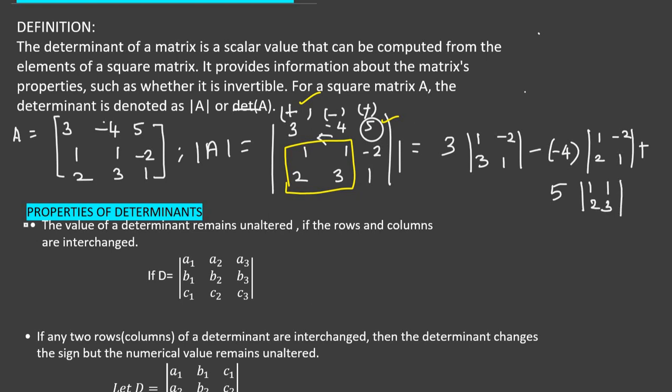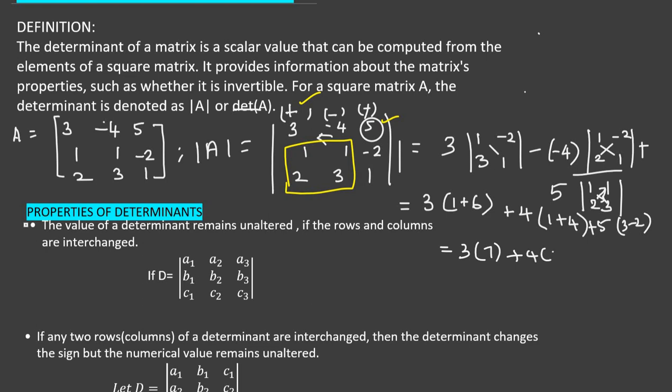Now we find the value of the determinant, which is equal to 3 into, 1 into 1 is 1, minus of 3 into minus 2, so plus 6, that is 1 plus 6, since minus into minus gives plus. Next, 1 into 1 is 1, minus of 2 into 2, so this is plus 4, times 1 plus 4. Next, plus 5 into 3 minus 2. So the value of the determinant will be 3 into 7 plus 4 into 5 plus 5 into 1, which is equal to 21 plus 20 plus 5, which is equal to 46.